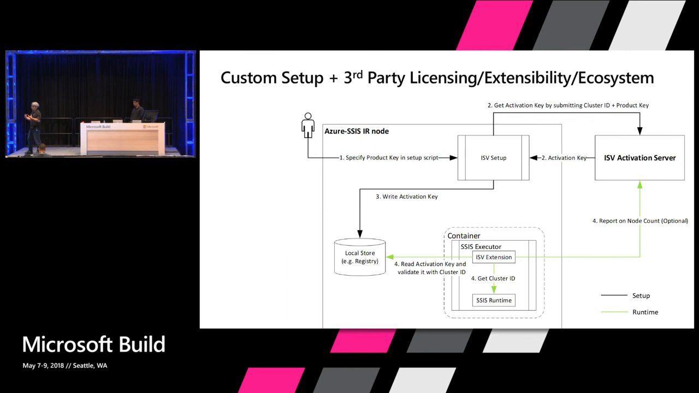At runtime, when you have a package that has this ISV component, the ISV component will check that local storage or the registry for the activation key and the cluster ID. If it's matched, then you can run a package using that extension. And that's a very simple way of licensing a custom component.